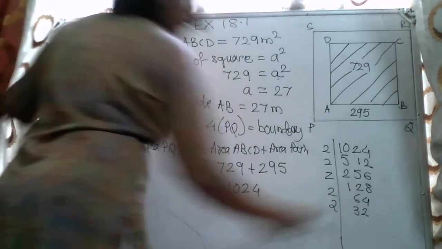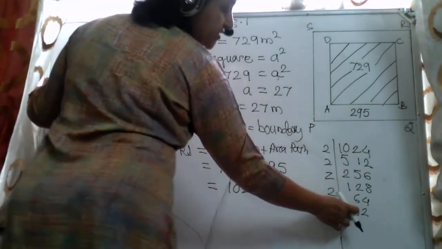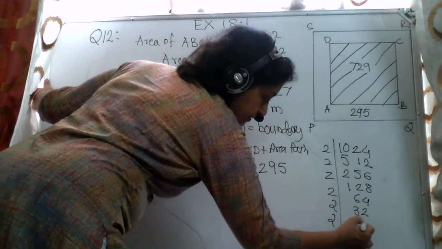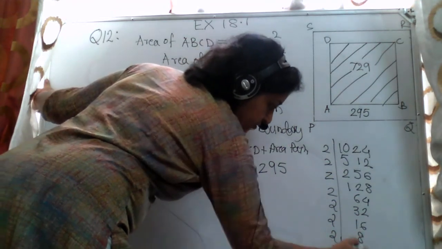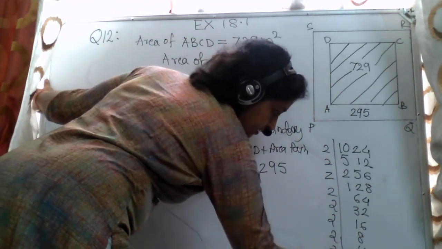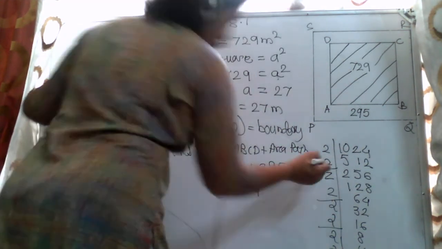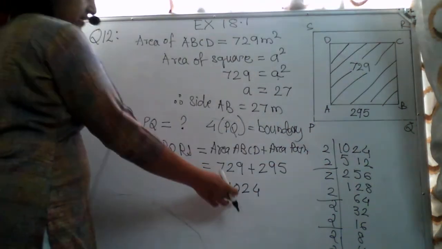Actually by this time you should know that 5 more 2s are still coming because it is 32. Okay, 2 8s are 16, 2 4s are 8, 2 2s are 4, and 2 1s are 2. So if you see, what should be the square root of this one? PQRS is this much.